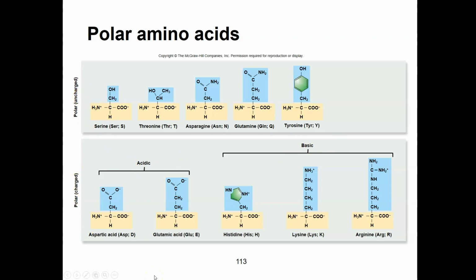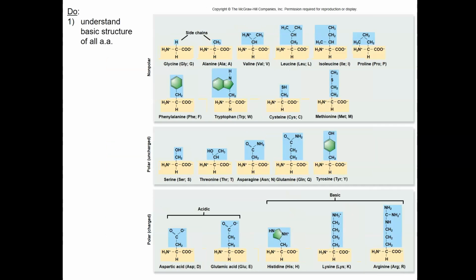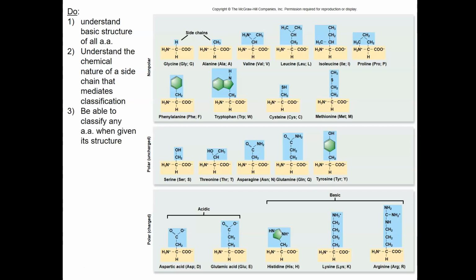So again, you should be able to go ahead and look at these structures and be able to differentiate whether it's polar or nonpolar, and if it's polar, whether it's uncharged or charged. All right, so please make sure that you can quiz yourself and look at these structures and that you're able to differentiate between them. All right, so we want you to be able to understand the basic structure, meaning that central carbon, the amino group, the carboxyl group, as well as the R group, and then how that's going to dictate what some of that particular amino acid's chemical properties are.